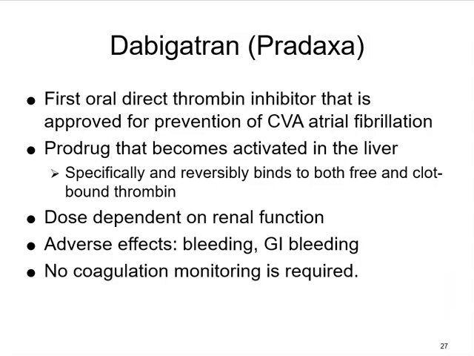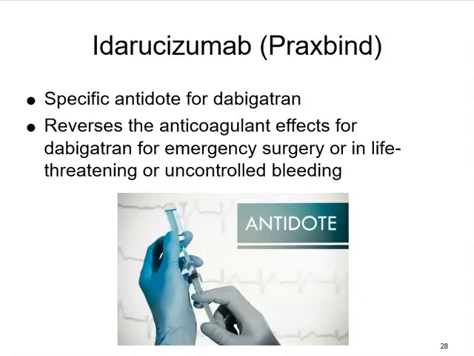And we'll take a look on the next slide about what the antidote is. Okay, so the antidote is idarucizumab. So specifically for dabigatran, it reverses it and is only used if the patient is in a life-threatening bleed or needs to have emergency surgery.